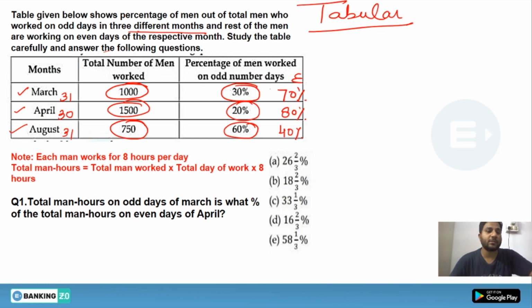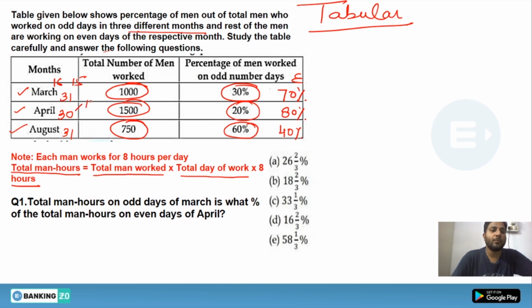Now what we can do is, look at this, total man hours. You will have to find total man hours every time, and the formula given for total man hours is total men worked into total days of work into 8 hours, as each man works 8 hours per day. So it is clear. First of all, you should know that in March, the number of odd days will be 16, while even days will be 15.